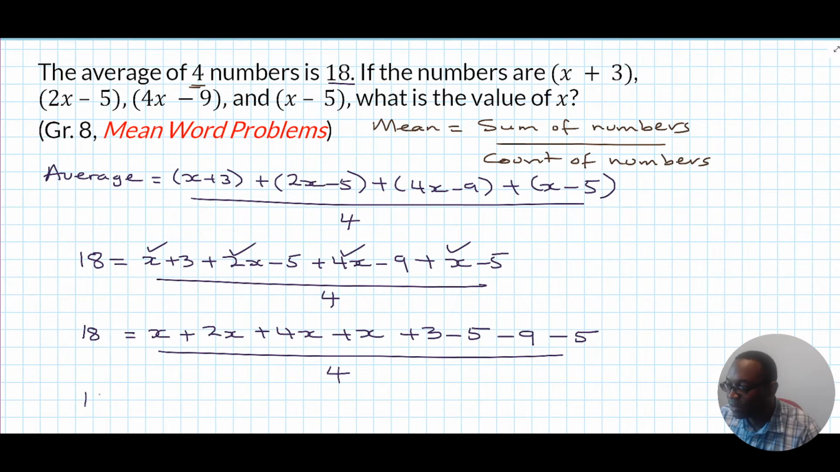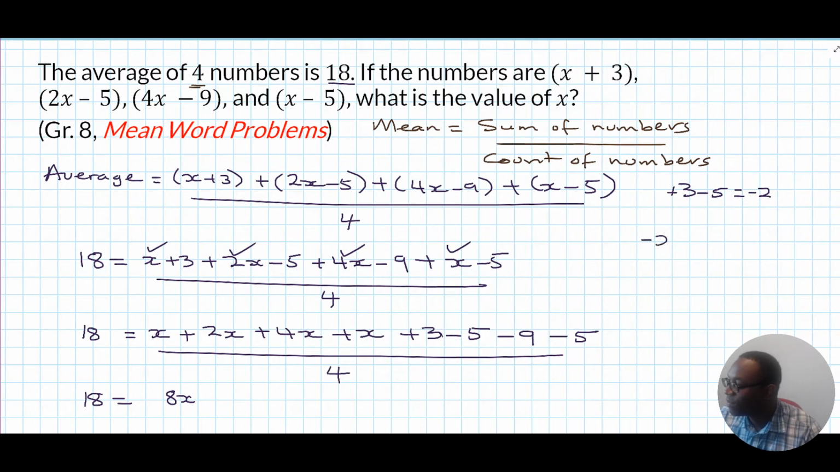Now we continue, 18. Now we're going to add all of this together. x plus 2x, that's going to give you 3x. 3x plus 4x is going to give you 7x. 7x plus x is going to give you 8x. And then we have 3 minus 5. We have a plus and a minus here, so we're going to subtract the numbers. We have 2. The negative sign is on the larger number, so we get negative 2.